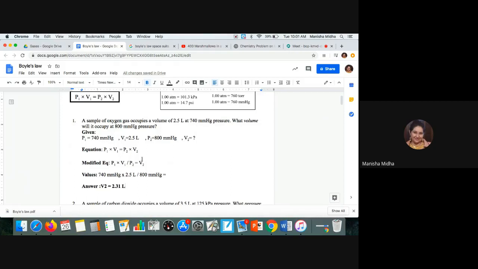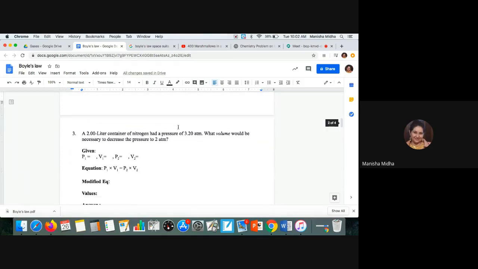I will show you another question in another video. One thing very important: if one of the pressure values is mmHg, the other one should also be in mmHg. They should be the same units. If one value is measured in liters, your other V2 should also be in liters. If by any chance, I'll show you an example of question number 5.